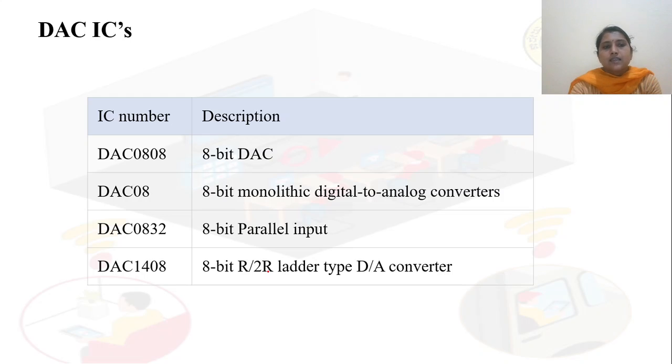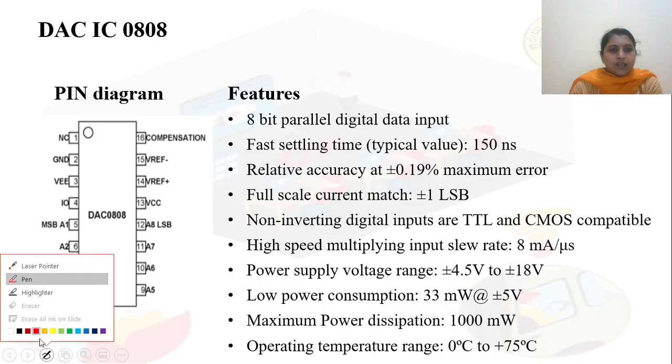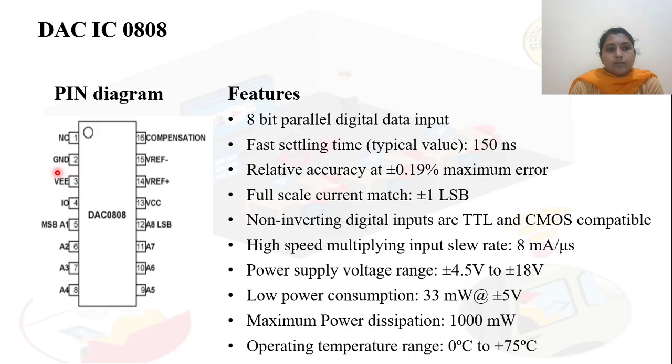The first IC is DAC0808. The DAC0808 is a 16-pin IC. In this IC, pin number 1 is not connected. Pin number 2 is ground. Pin number 3 is the negative power supply VEE. This negative power supply voltage is used for analog ground.